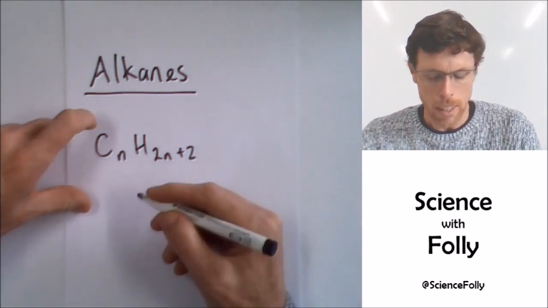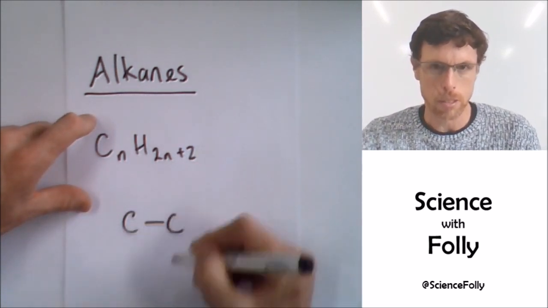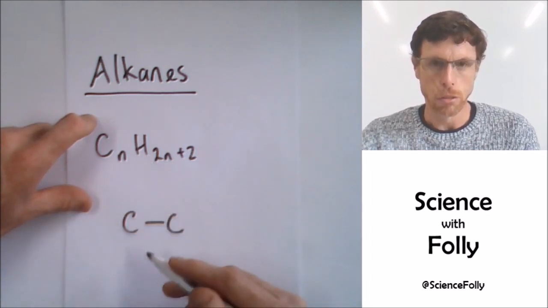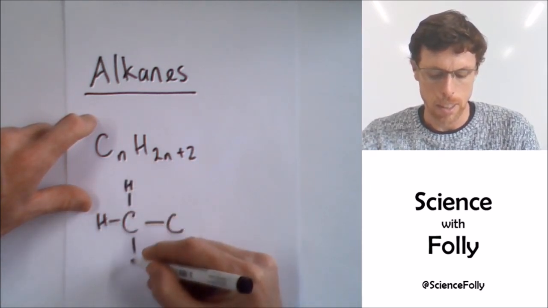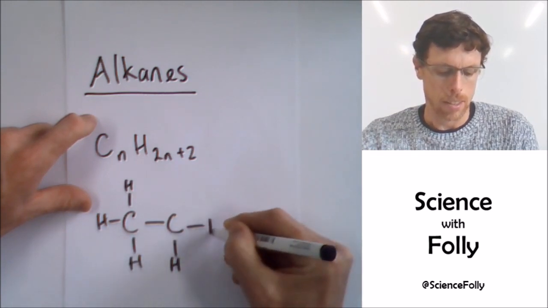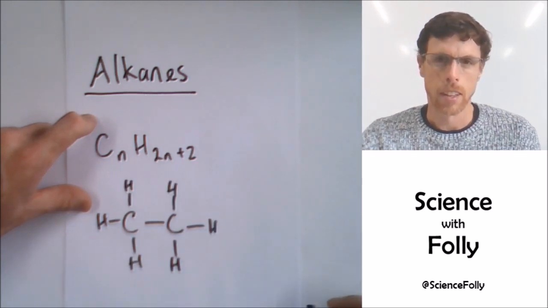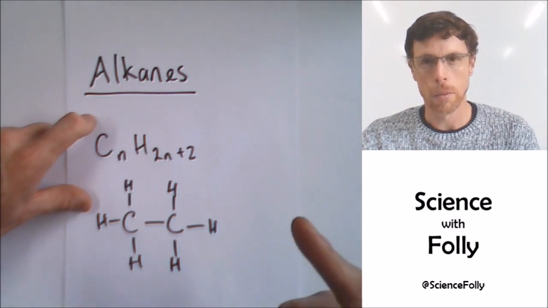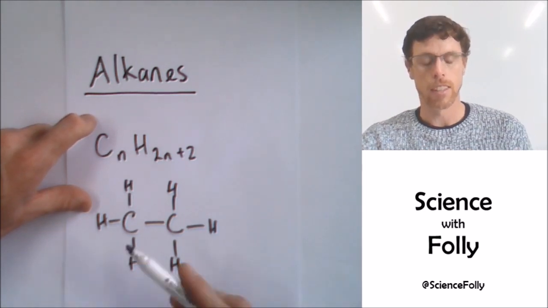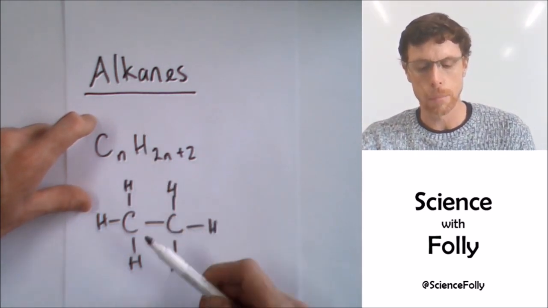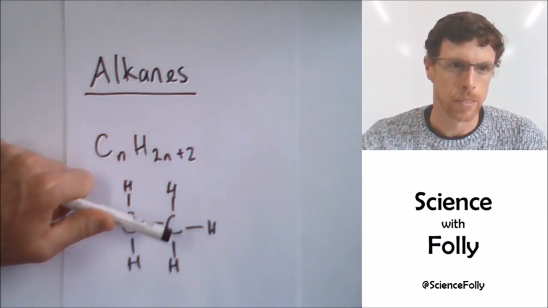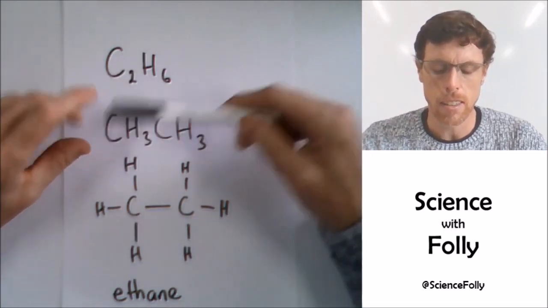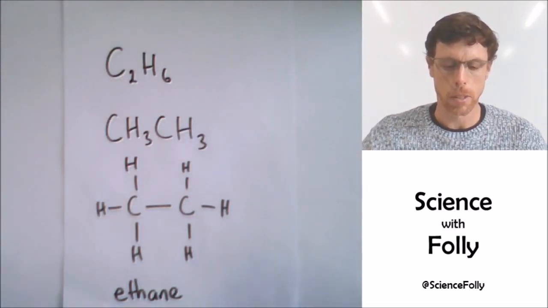Well, it means that if I have two carbons, I'm going to have 2 times 2 plus 2, which gives me 6 hydrogens. And there is a simple alkane. And the name of this one, remember our prefixes? Ethane. Eth, the prefix, ane for alkanes. Really simple. So here is our ethane molecule, the different ways we can name it.